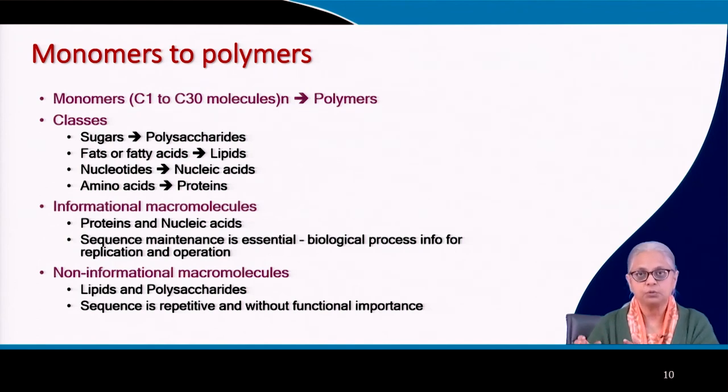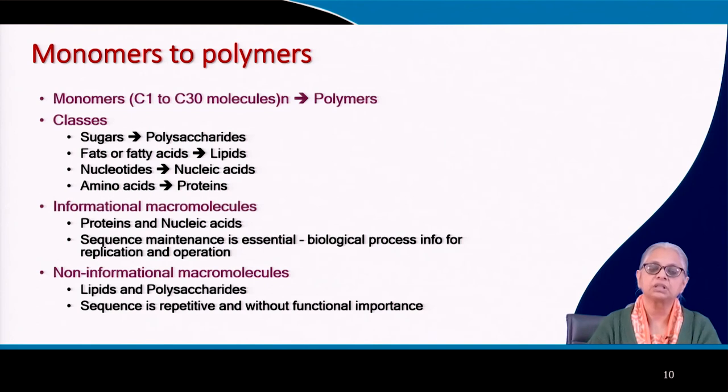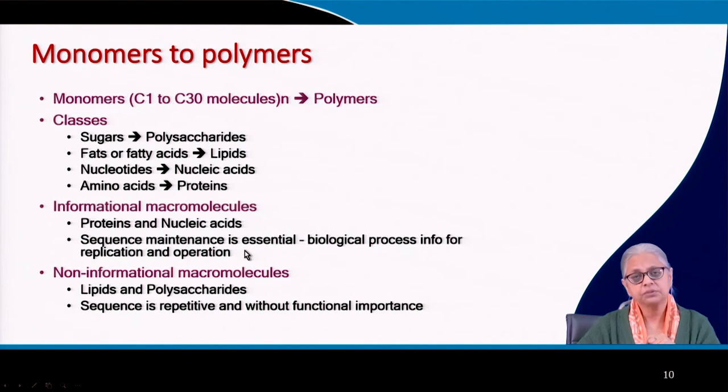The protein sequence of amino acids, or rather the sequence of amino acids in proteins, is again very essential for their biological activity. So sequence maintenance is crucial to biochemical reactions. Without this sequence maintenance, the bioprocesses will be jeopardized and the organism can die. So sequence maintenance is crucial for the life processes.